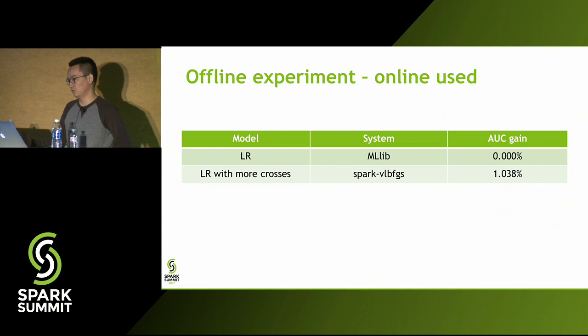With the help of L-BFGS, we can add more feature crosses. Also, the combination of the features was determined empirically. We got an AUC gain of about 1%. It seems small, but it can make a huge difference in advertisement revenue. Our users have pushed this model into production, and it also gets gains for the online service. But we can't share the details due to their company's policy for the online results. But we can tell you it gets gains.